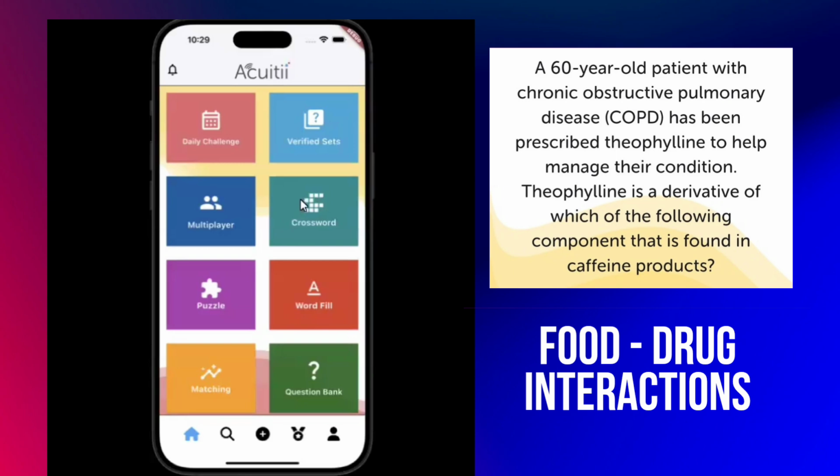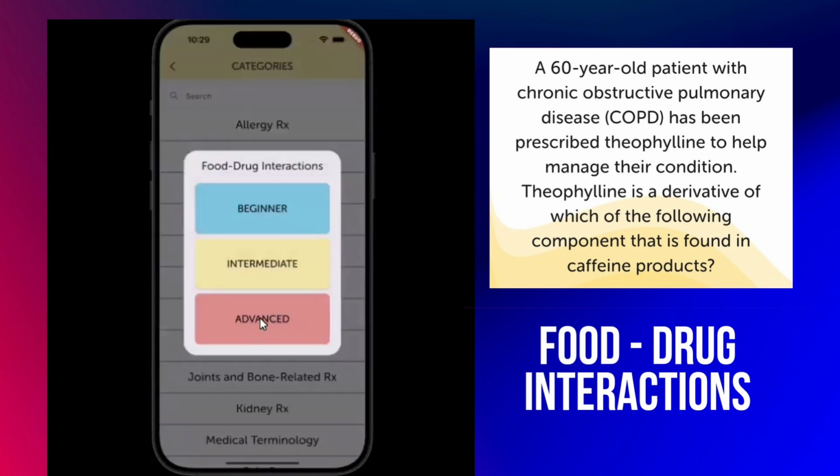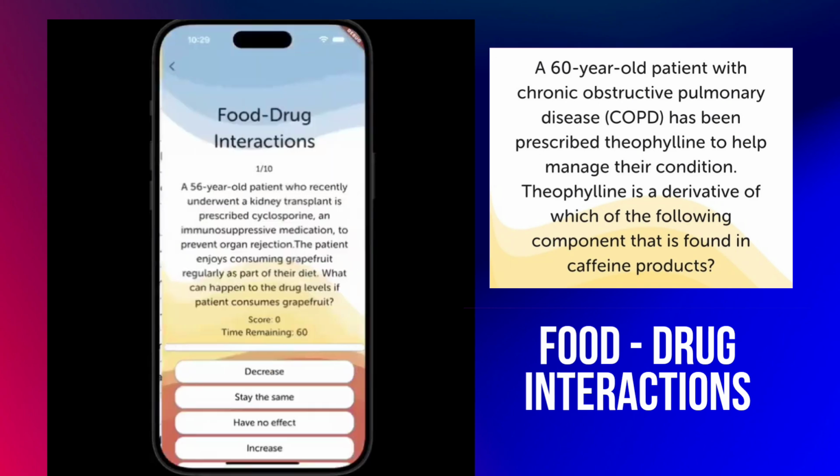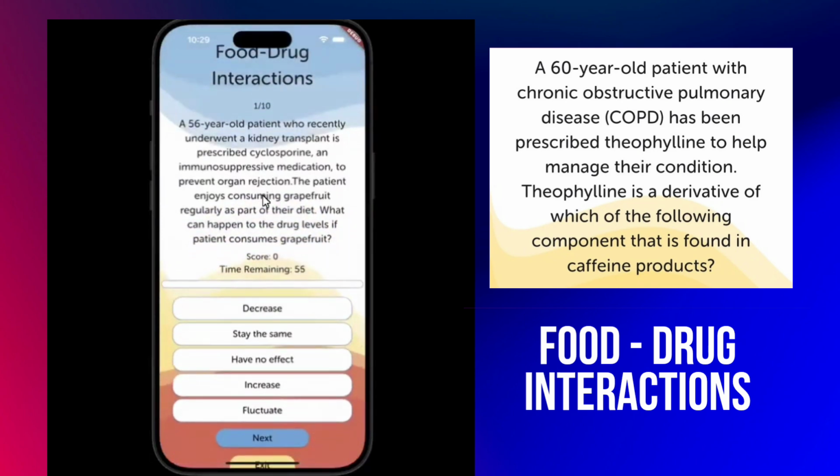Let's get started. So on your home screen, go to Verified Sets. On the upper right-hand corner is going to be a light blue block. Click on it. And so under Verified Sets, we'll be looking for food and drug interactions. So click on it. We'll go to Advanced. So advanced questions are going to be mostly case-based. You may have some simpler questions that are not case-related, but you will be encountering a lot of case-related questions.